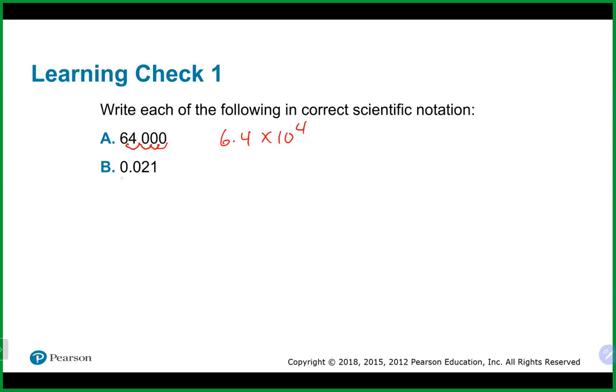In this case on the bottom, we need to go to the right to get a number between 1 and 10. If we go just one place, that's 0.21, which is not between 1 and 10. So we do need to go one more place. And that will get us 2.1 times 10 to the minus 2. And again, negative because we moved the decimal place to the right. Or again, large number, positive exponent, small number, negative exponent. The number obviously is how many places you move. Any question on that there? And once again, we'll talk about in the next chapter why we lost the zeros there on the first number. And it has to do with the sig figs.